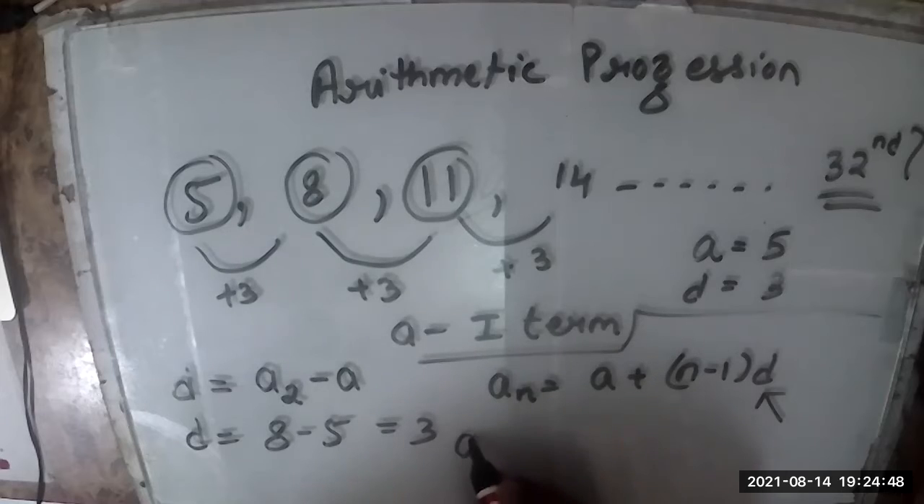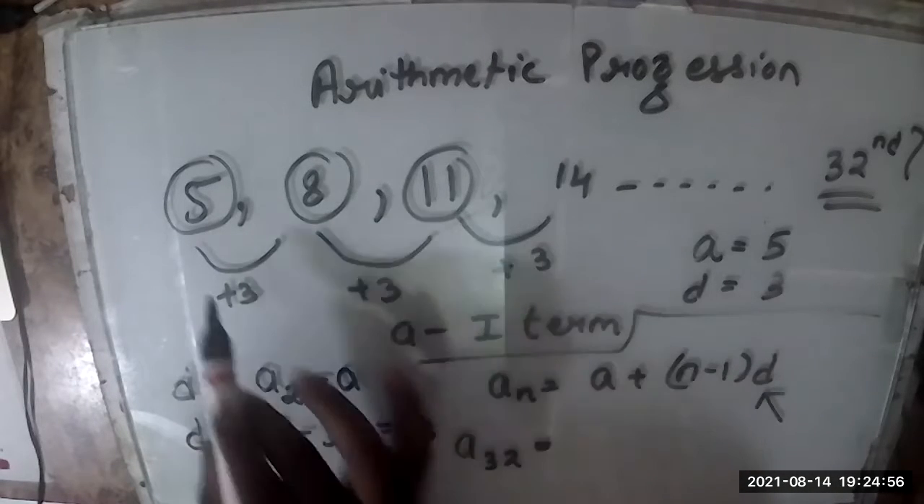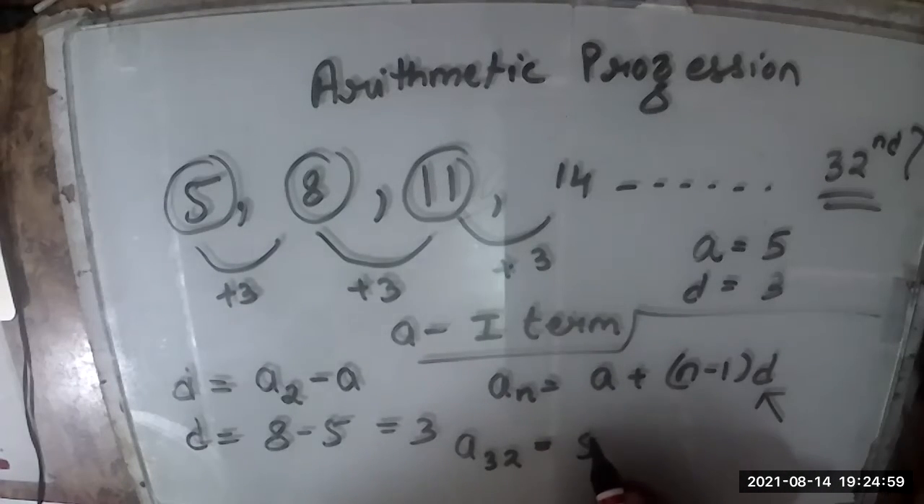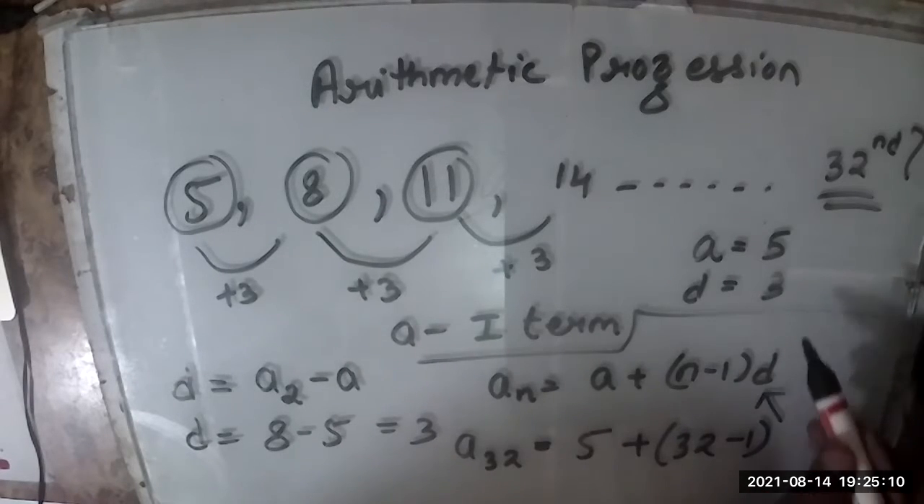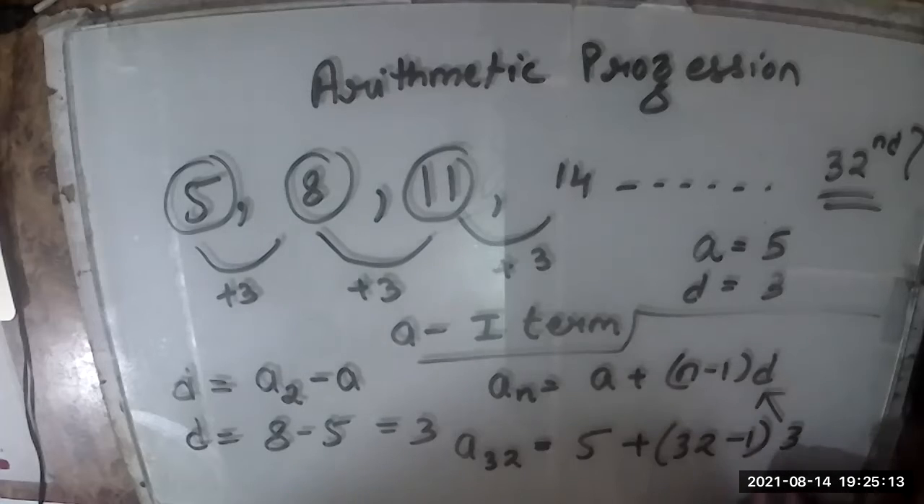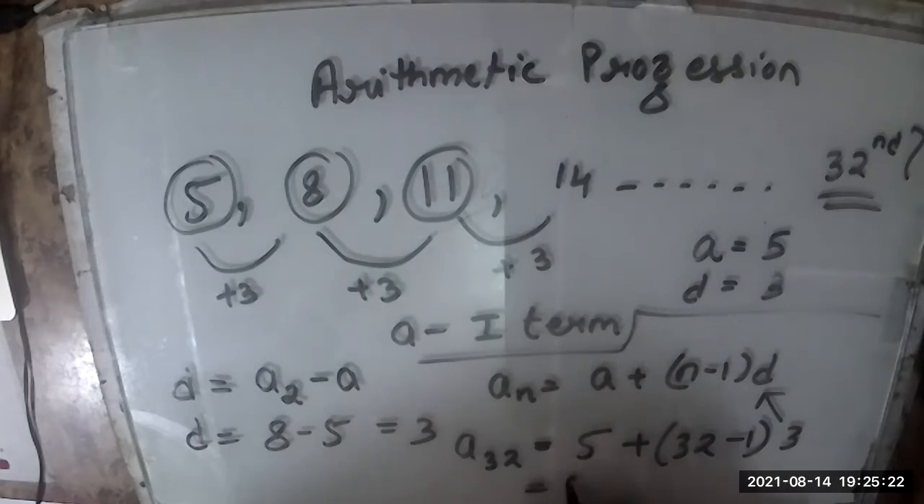So we'll write here a32 is equal to, then we will substitute all the values in this formula. a is 5. We want to find the 32nd term, so we substitute the value 32 in n. That is 32 minus 1. And what is d? d is here 3. We'll substitute it here. Then we'll solve it and we will get the 32nd term of this arithmetic progression. So it is 5 plus (32 minus 1), that's 31, into 3.